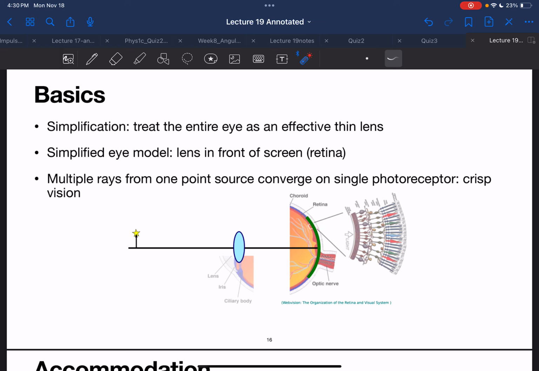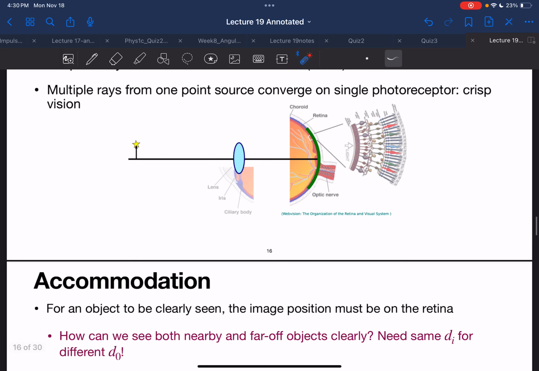Notice that objects that we look at are at different distances out here. So you'll have something really far. If you're reading, you have something fairly close, etc. But we need the image to always form at the same location behind the lens. So the question you might have is, how can we see both nearby and far off objects clearly, given that the object distance can really vary quite a bit, and we just have a single lens that we're looking through? It's not like we're replacing lenses in our eye.